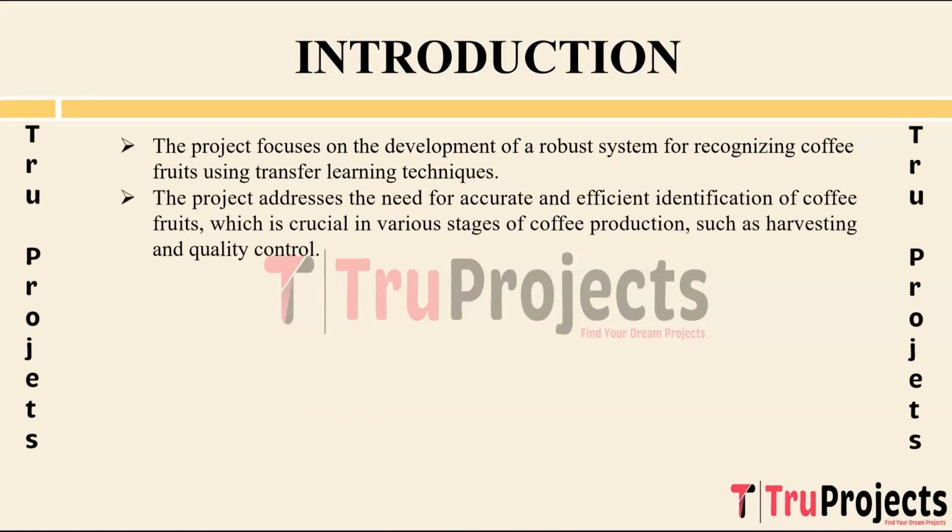Addressing the critical need for accurate and efficient identification of coffee fruits is vital in various stages of coffee production, including harvesting and quality control. By automating this process, the project contributes to streamlining production workflows and ensuring consistent quality.